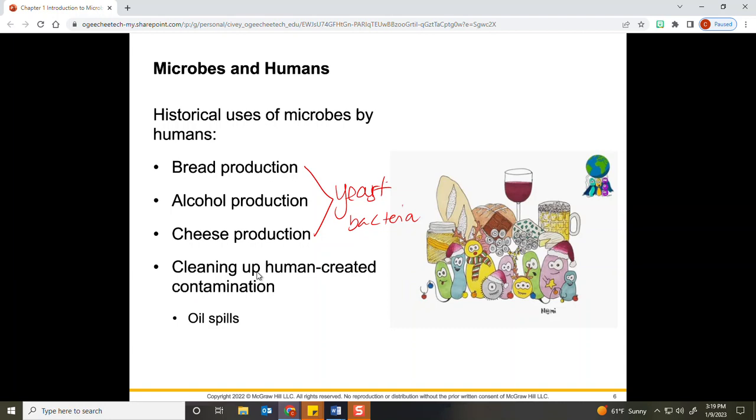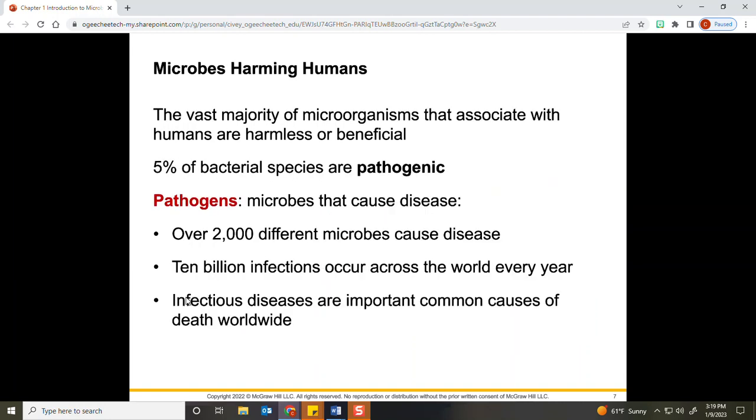Cleaning up human-created contamination even. There's been bacteria that has been genetically modified to break up oil spills and clean them. That's pretty cool. Now, what about the human harm?